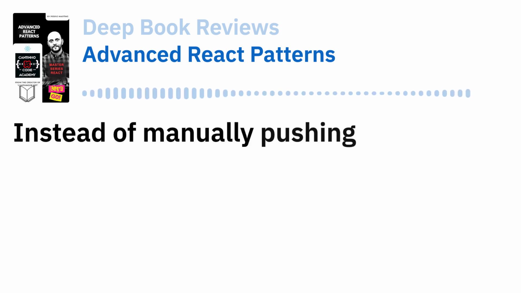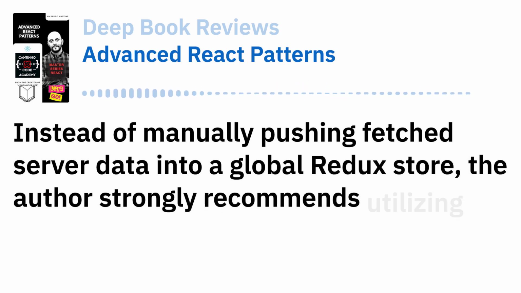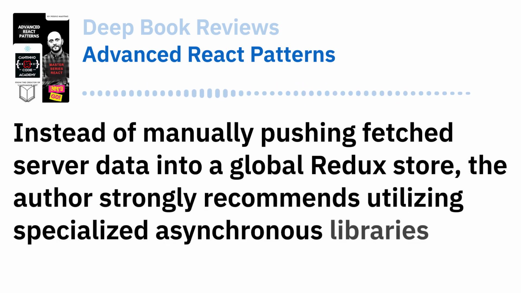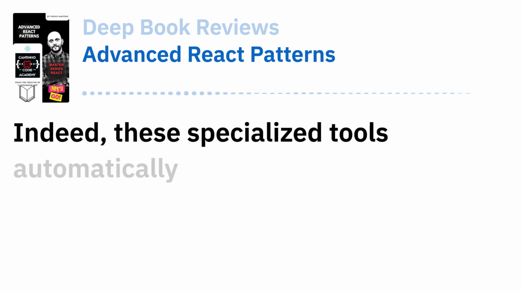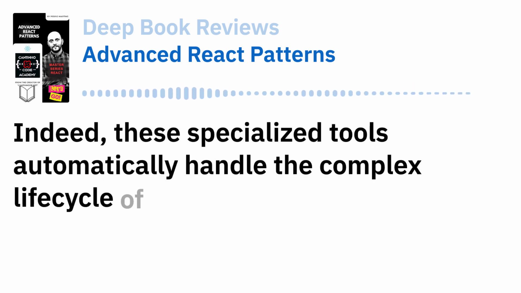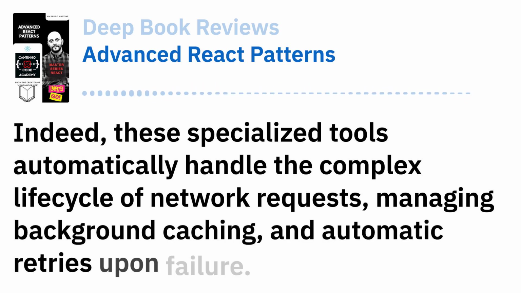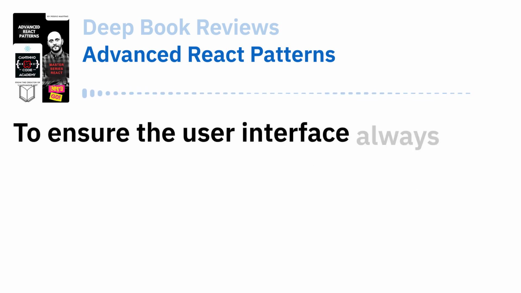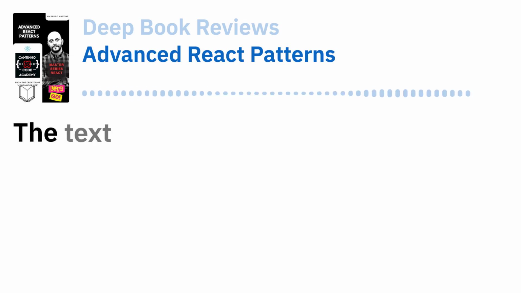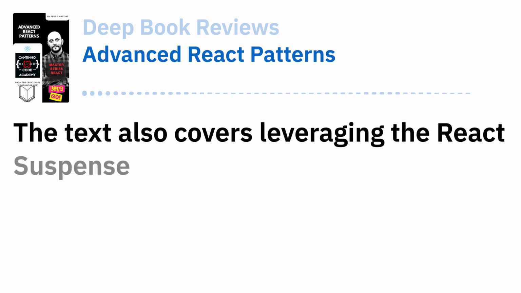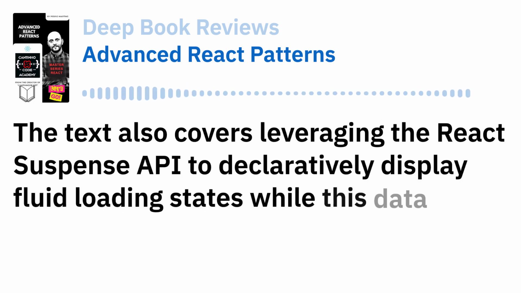Instead of manually pushing fetched server data into a global Redux store, the author strongly recommends utilizing specialized asynchronous libraries. Like SWR and React Query. Indeed, these specialized tools automatically handle the complex lifecycle of network requests, managing background caching, and automatic retries upon failure. To ensure the user interface always displays the most current database information. The text also covers leveraging the React Suspense API to declaratively display fluid loading states while this data is retrieved.